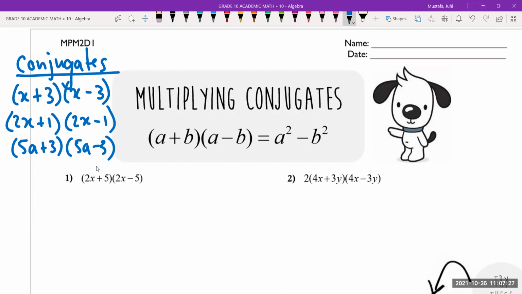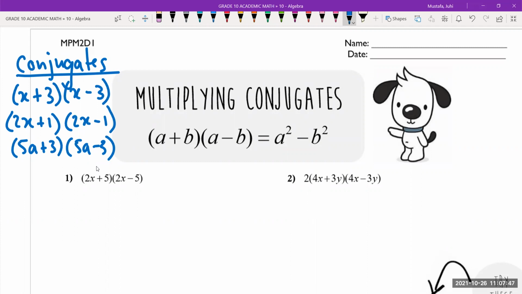What's different? The sign, right? So conjugates are exactly the same terms, exactly the same variable, exactly the same numbers. The only thing that differs is the positive and the negative sign. Binomials, when you square them, they have to be exactly the same, but conjugates, they have a different negative and positive.